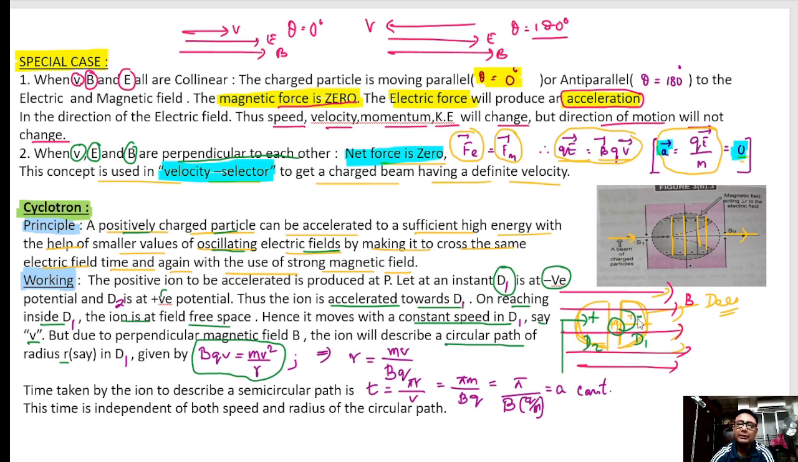It will try to make a circular path of radius R. So what is that radius R? This is that radius R. So what is the time period of making that semicircular path? What is the distance covered? Distance covered is pi r. It is not 2 pi r because it's a semicircle, so it is pi r. Distance by speed is the time taken to cover this half circle. Putting the value of r, we get this.